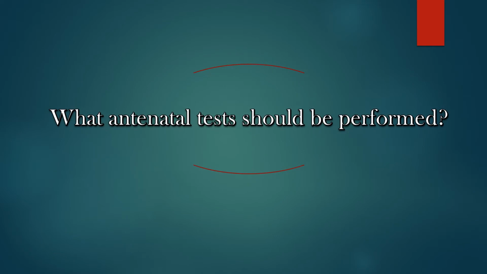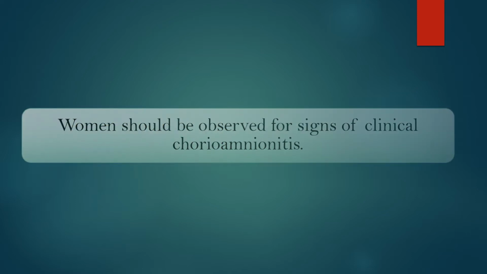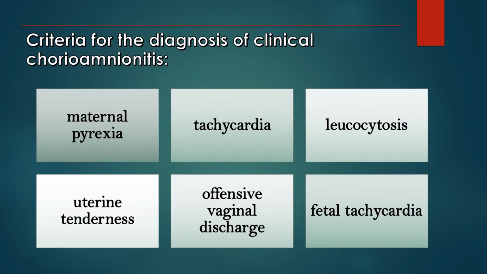What antenatal tests should be performed? Women should be observed for signs of clinical chorioamnionitis. The criteria for the diagnosis of clinical chorioamnionitis include maternal pyrexia, tachycardia, leukocytosis, uterine tenderness, offensive vaginal discharge, and fetal tachycardia.